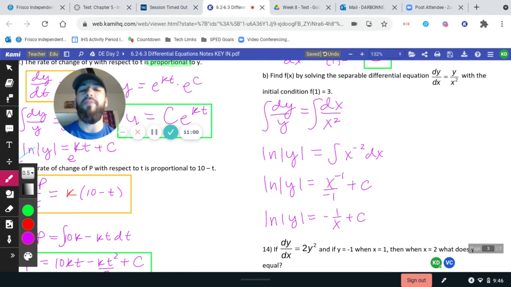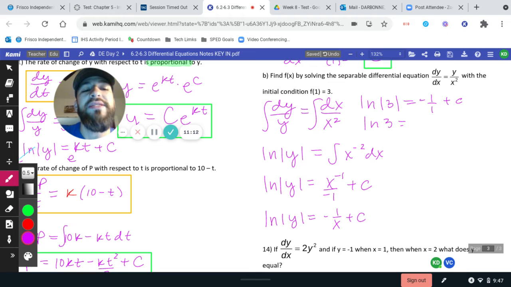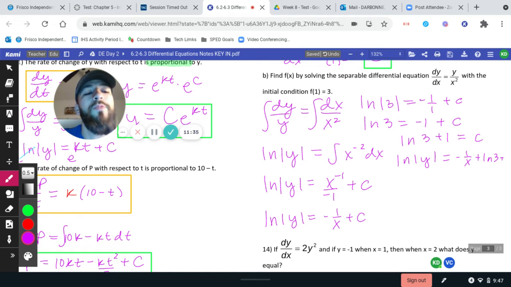Okay, so now, remember, I always want to try and plug in the initial condition before I solve anything out. So I'm going to go ahead and plug that initial condition in now. So x is 1, y is 3. So we get the natural log of 3 is equal to negative 1 over 1 plus c. So that means the natural log of 3 is equal to negative 1 plus c, which means the natural log of 3 plus 1 is equal to c. Now that is a gross constant of integration, but you're going to see it's going to get a little prettier in the end. So let's go ahead and plug it in. So we get the natural log of the absolute value of y is equal to negative 1 over x plus the natural log of 3 plus 1.